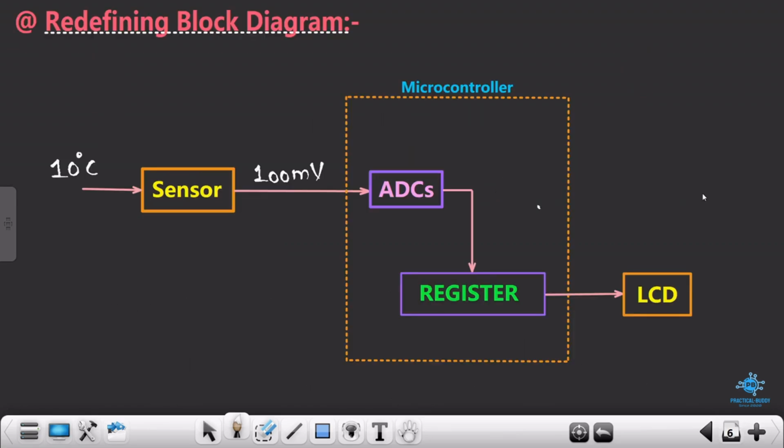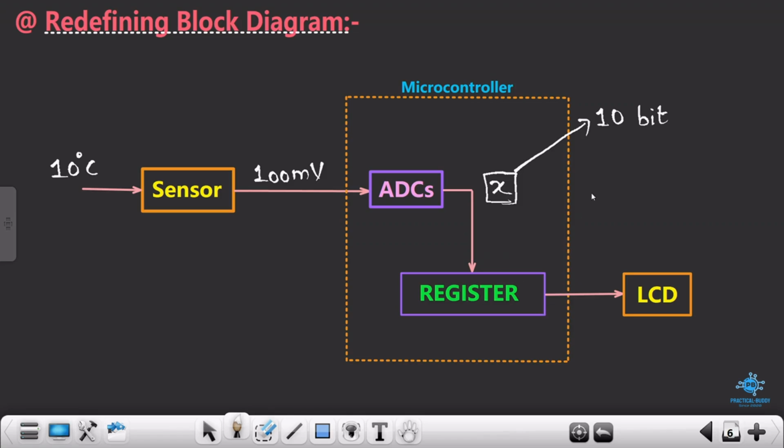So this 100 millivolts got converted into X, and X is nothing but a 10 bit data. It has 10 bits of data in it. This data obviously needs to be stored in some register. As I clearly mentioned, the task of a register is to hold the data. So inside the microcontroller, there is some register. Now we don't know what that particular register is, but don't worry, we are going to see that as well. The basic task is to hold this particular data.